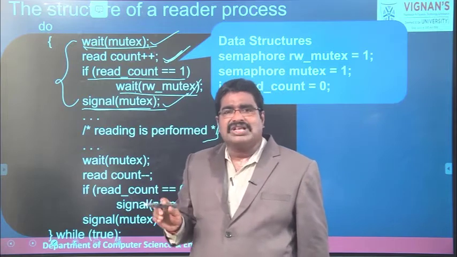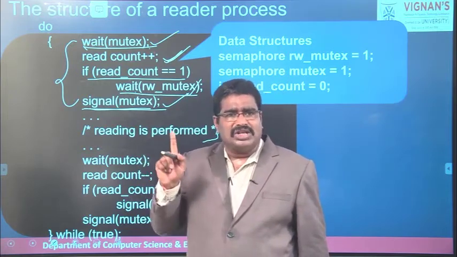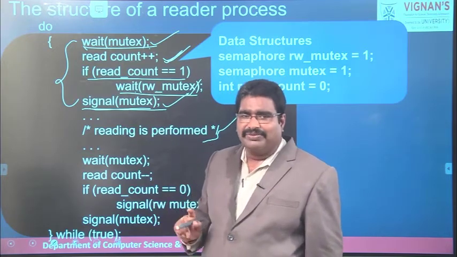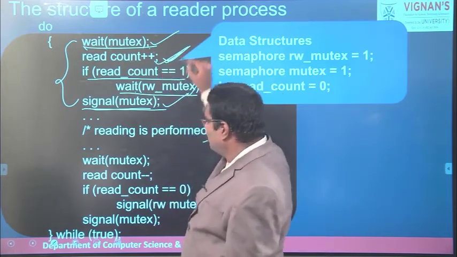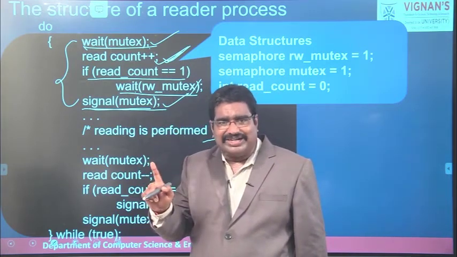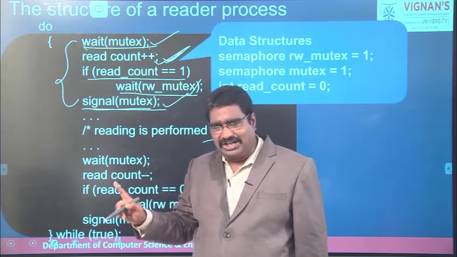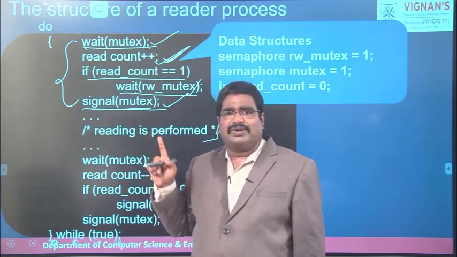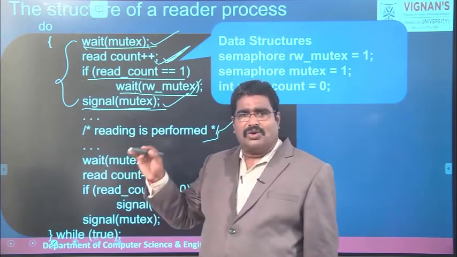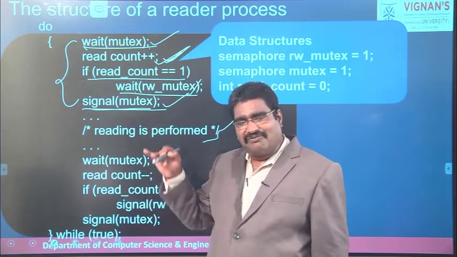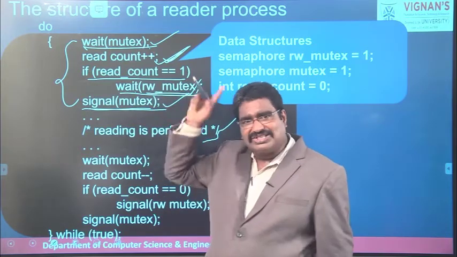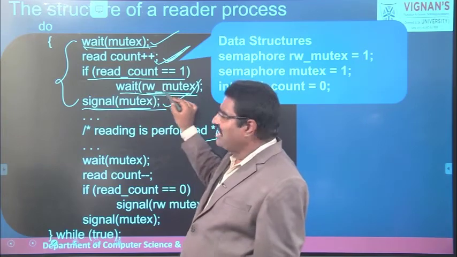What is its advantage? At any instant of time only one reader is allowed to modify the read count value by increasing it. And once we have increased the read count value, what is our next requirement? Read count equal to 1 indicates that this is the first reader process allowed to perform the read operation. Before allowing, we need to verify that there is no writer performing the write operation. Once a writer is allowed, RW mutex is set to 0. For that reason, we are calling wait RW mutex.